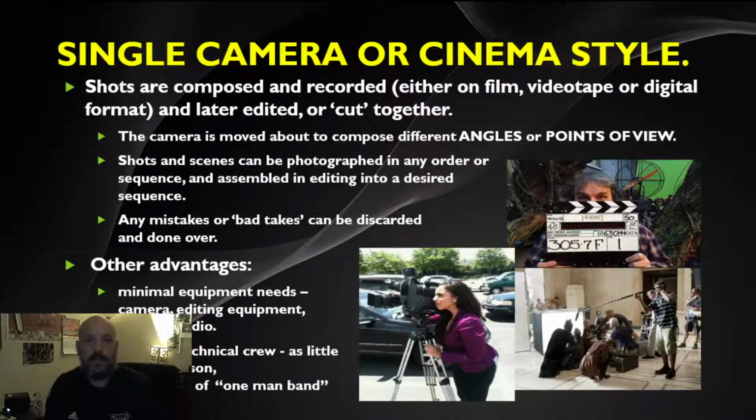So let's break it down a little bit. When we're talking about single camera or cinema style, these are shots that are composed and recorded either on film or videotape or digital media, and they're edited later, and these things can be cut together. So if a person is having a conversation with another person, a lot of times they will record all of person A's dialogue, and then they'll stop, move the camera, and set up person B to record their dialogue.